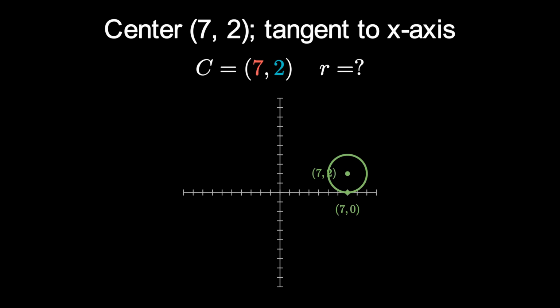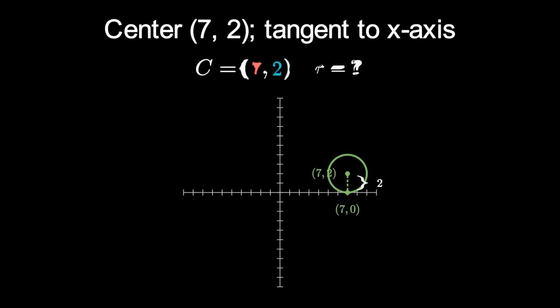From here we can use these 2 points, the center and that point on the x-axis, to help us calculate the radius, because we can see the distance between those 2 points. We have one point at 7, 0, and the other point, which is the center, is at 7, 2. They both have the same x coordinate, 7, but their y coordinates are different. One's at 2, one's at 0. So we can just calculate the difference. There's a difference of 2, which indicates that the distance between these points is 2, which also indicates that the radius is going to be 2.